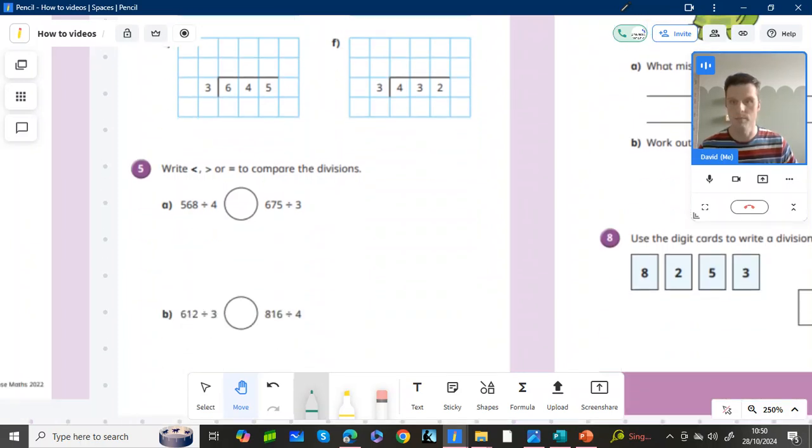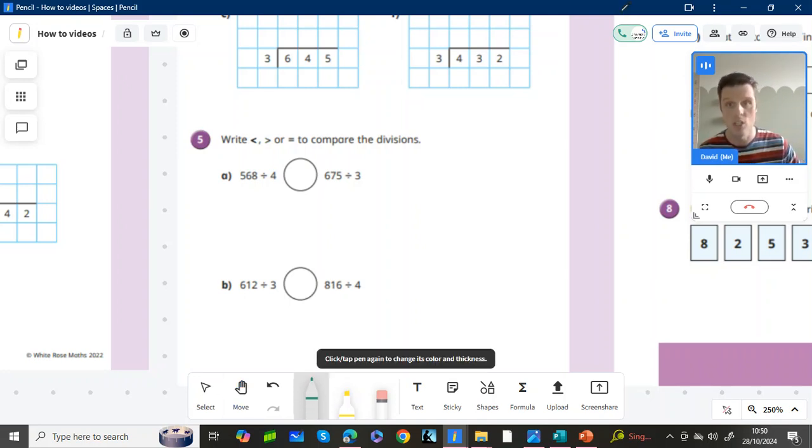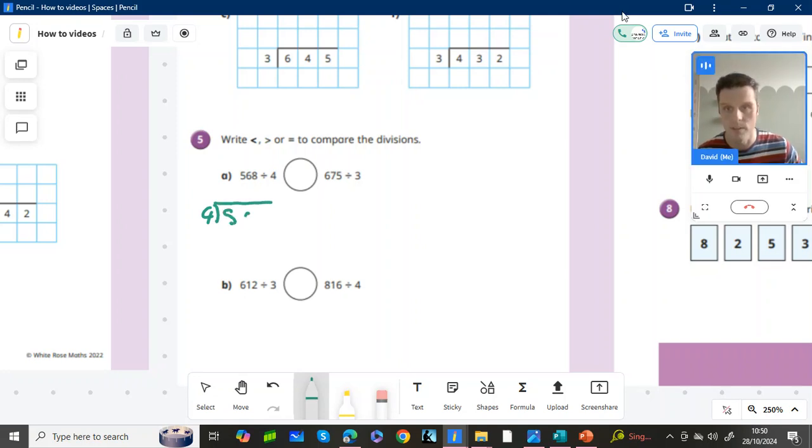So, oops, sorry, down here. Question 5. Okay, write the less than, more than, or equal symbols to compare divisions. Now, with these, always write the answers underneath before you compare them, because then it makes it much easier, and then you've got something to check. So let's quickly do the bus stop. 5, 6, 8. So how many 4s in 5? 1 with 1 remainder. 4s into 16 is 4, and 4s into 8 is 2.